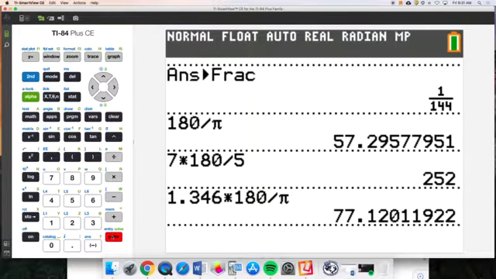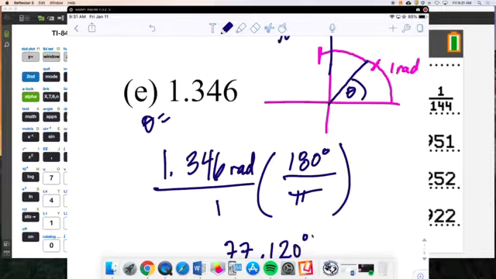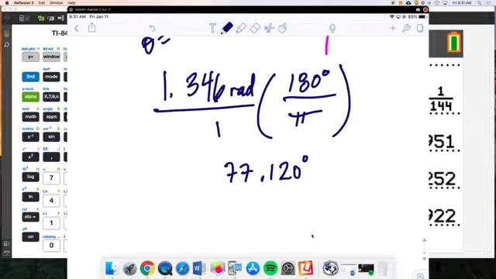77.120 degrees. Do we need that third decimal since it's a 0? Can we leave it off? Yeah, we need it. Good. It's part of the accuracy. It's not a terminating decimal. So there you go. Okay?